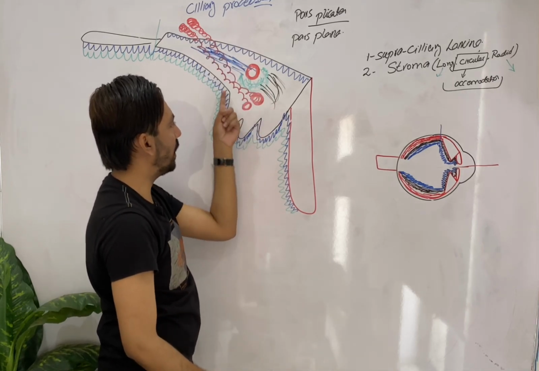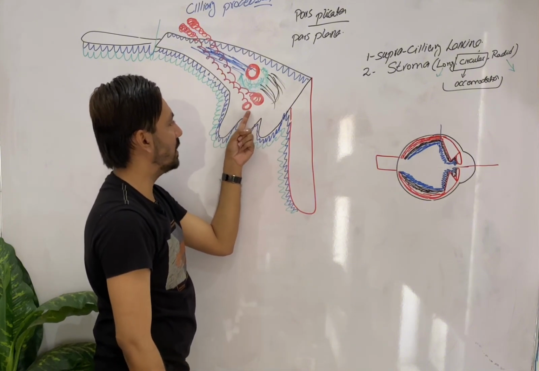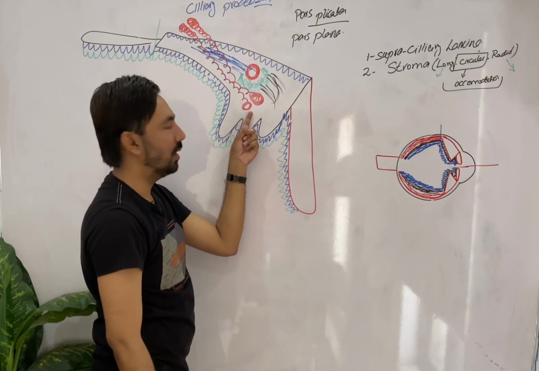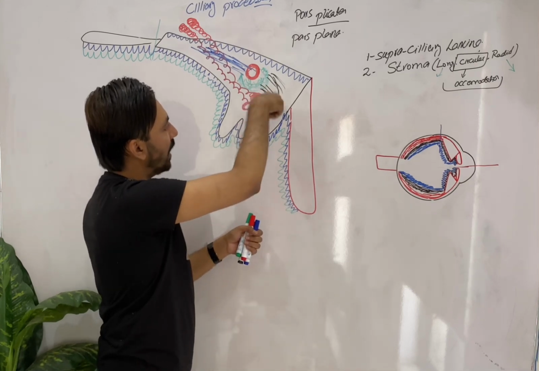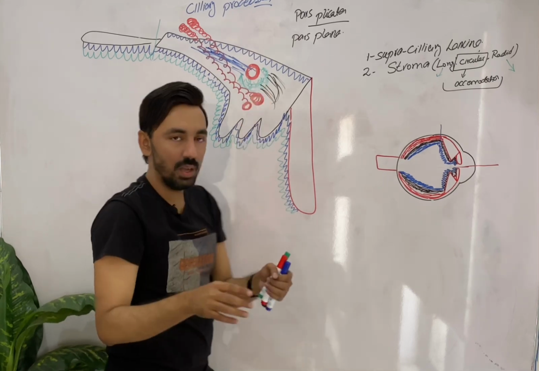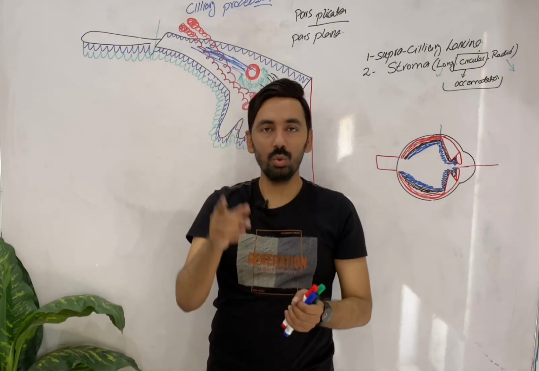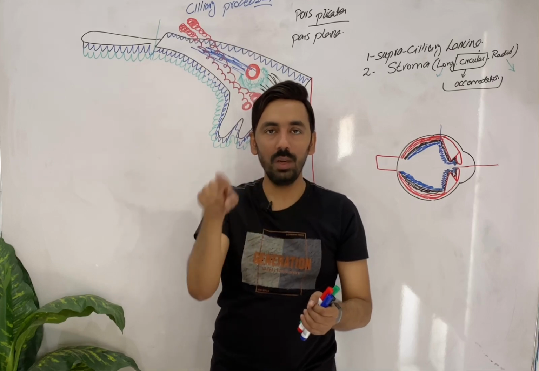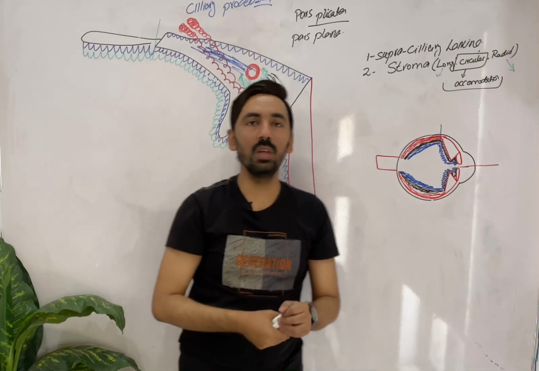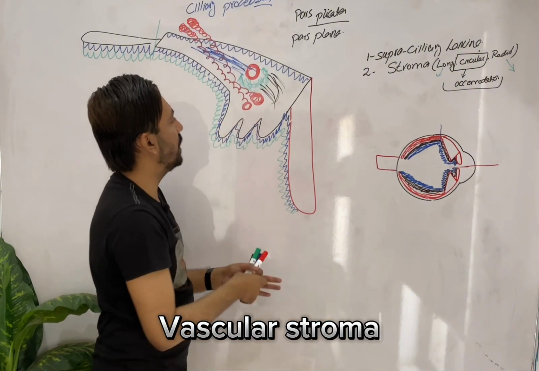So these branches of the long ciliary arteries and anterior ciliary arteries will make a major arterial ring over here, because this is the cross section view of the eyeball, and if you look at the eye from the front, these arteries make a ring at the ciliary body, and this is called the major arterial ring, right? So this is called the vascular stroma.